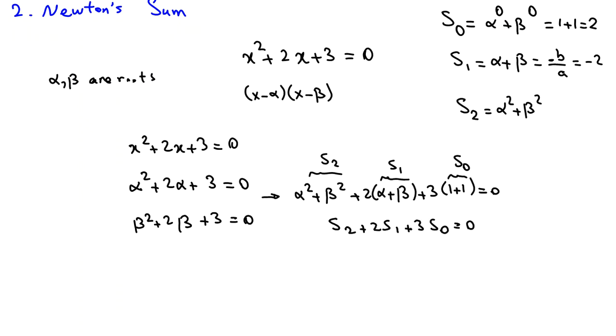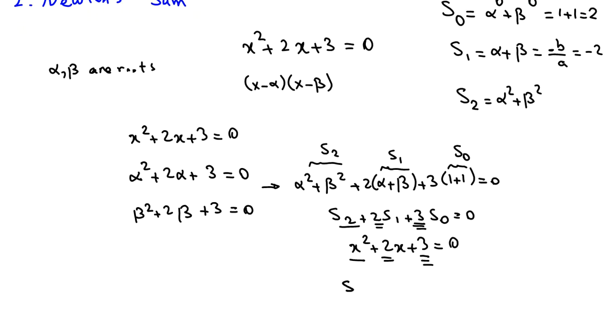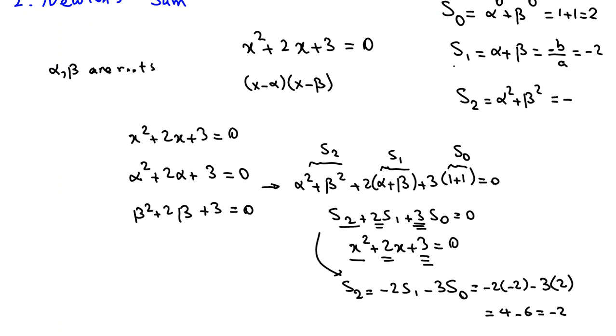If we consider this equation, let me copy and paste here. Look, the coefficients are exactly the same: for x squared the coefficient is 1, here 2, here 3. Also, you can write it for S3 and all other terms. So let's find S2 first. S2 is, if we take everything except S2 to the right-hand side, negative 2S1 minus 3S0. S1 is negative 2. If we replace, it will be negative 2 times negative 2, minus 3 times 2, which is 4 minus 6, negative 2. So S2 will be negative 2.